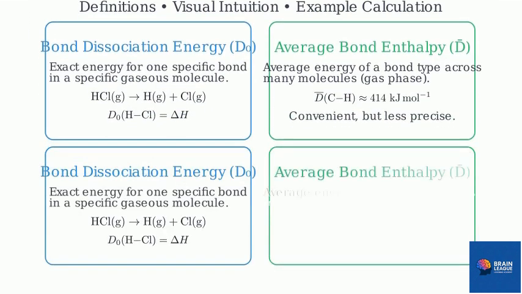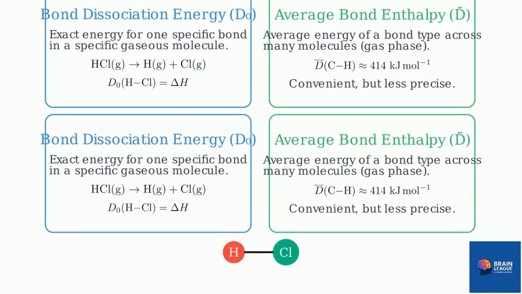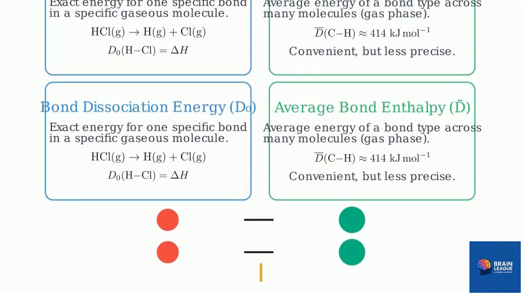Let's visualize bond dissociation energy using hydrogen chloride. We draw hydrogen-chlorine with a single bond. To dissociate, we must supply energy, so the atoms separate to infinity in the gas phase. That required input is D0 for the hydrogen-chlorine bond.